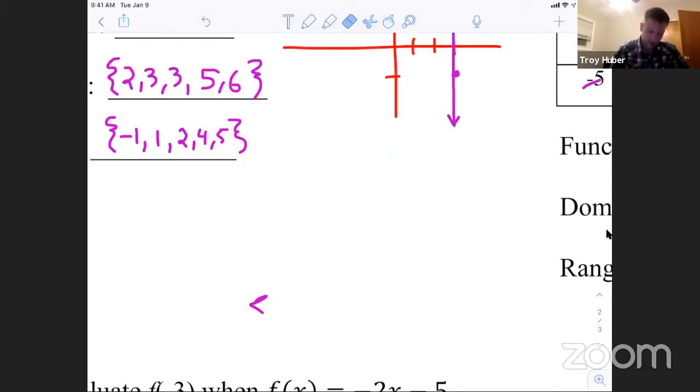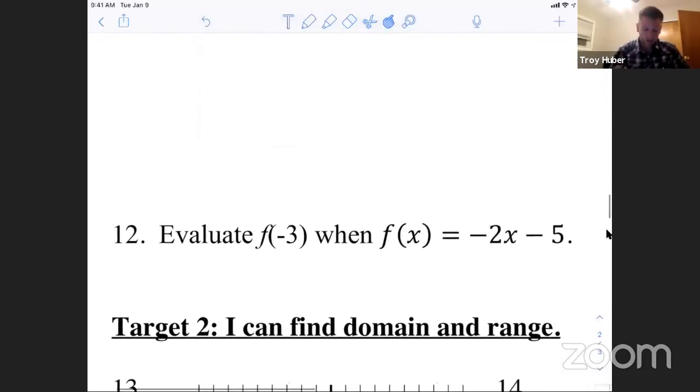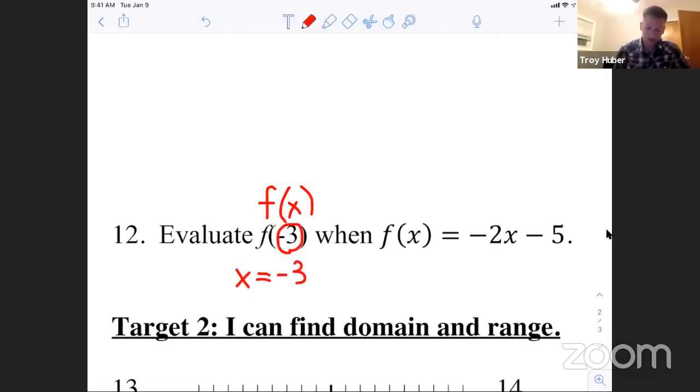All right, good quick review of function or not. But now what happens when we evaluate? Now you gotta be careful what you're looking for in these. This is always f of x. So in this case, notice how your -3 is your x value, which means I'm going to take -3 and plug it in for x.